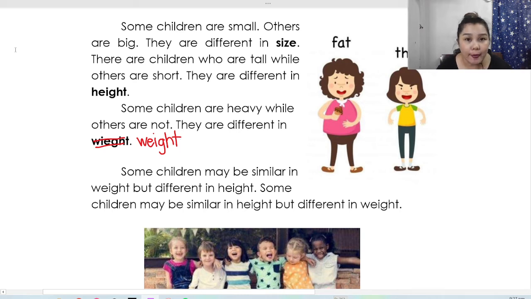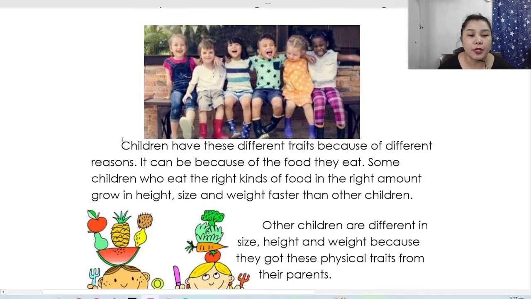So, these cases would happen. Some children may be similar in height but different in weight. So, minsan naman pantay sila. Pero pagdating naman sa how heavy they are, they would differ. Okay, let's continue. Children have these different traits because of different reasons.